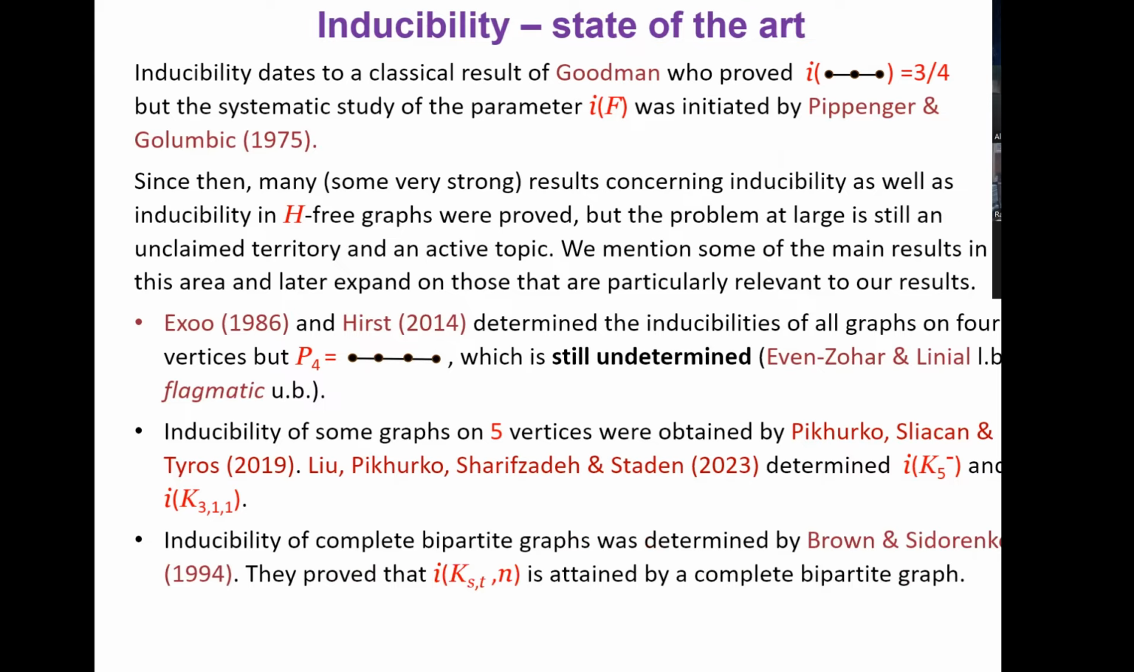But there are some infinite families for which we know, most notably complete bipartite graphs. This is a result of Brown and Sidorenko. They actually determined the inducibility of K_{s,t}, complete bipartite graphs. And they show that the large object, namely the graph with n vertices which maximizes that, is also complete bipartite. Perhaps this is not too surprising, but the ratio of the parts is not the same as the ratio of s and t, of course. And actually, this ratio could be irrational.